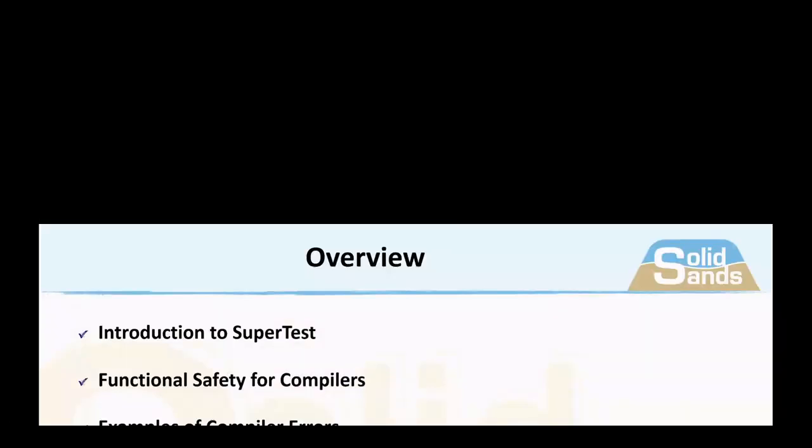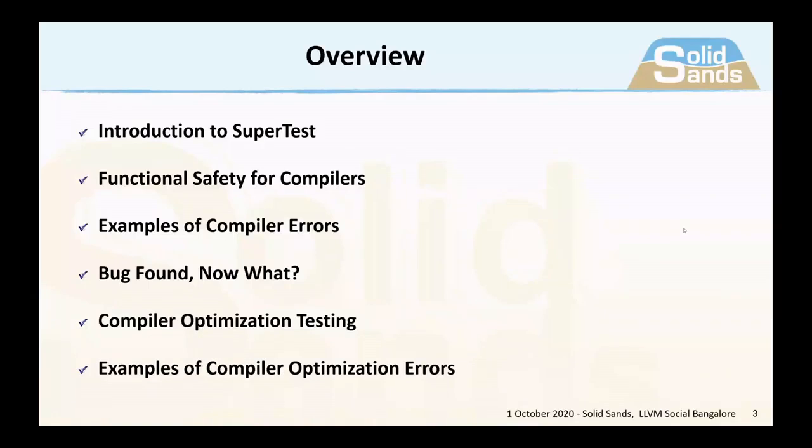So what I will talk about today is I will start with a short introduction on Supertest and how Supertest is designed. Then I will talk about functional safety for compilers. So I will show you compilers from the functional safety perspective. I will demonstrate some examples of compiler errors. I will talk about what to do when you find a compiler error, again from the functional safety perspective. Then I will talk about testing of compiler optimizations, which is quite a bit different. And finally, I will demonstrate some examples of compiler optimization errors.